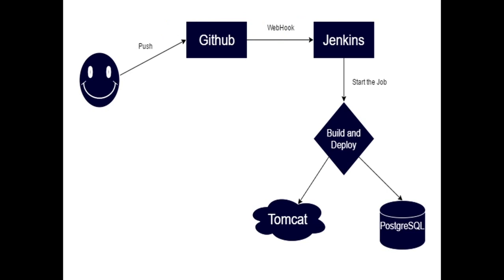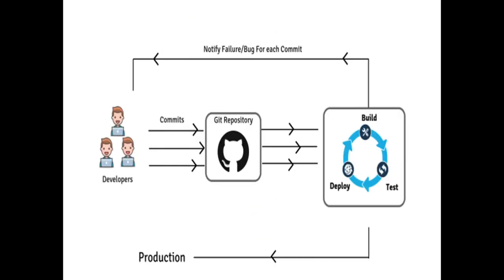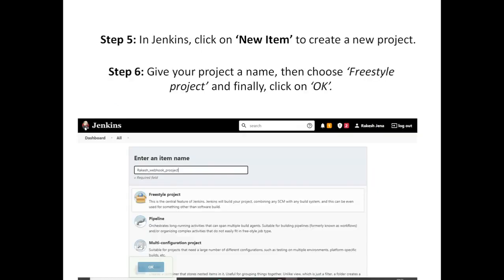So you can see the diagram here. When the developer puts the code to GitHub via webhooks, the job will be called in Jenkins, and through Jenkins the code will be deployed with the respective application. Like here you can see Tomcat and PostgreSQL is there. Another diagram you can see here, it is a little clearer, whenever a developer commits code in the Git repository, how this flow works, you can see.